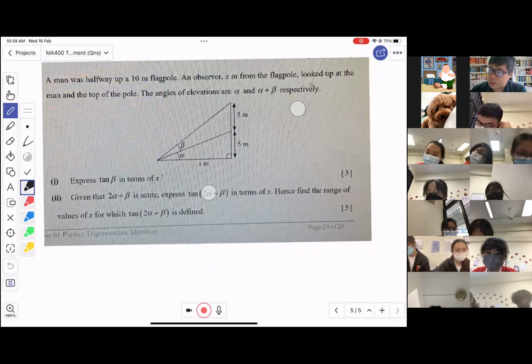Okay, question 5: the man was halfway up a 10-meter pole. The observer from the flagpole looked up at the man and the top of the pole, so the angles of elevation are alpha and alpha plus beta respectively. Express tangent beta in terms of x. So from here, what I do is, let me see.